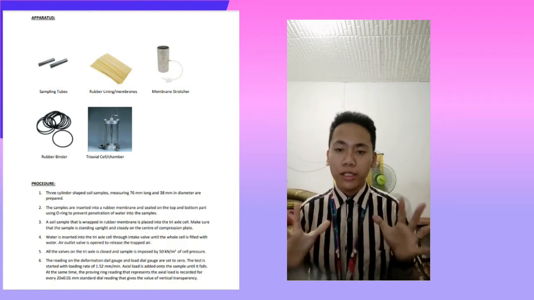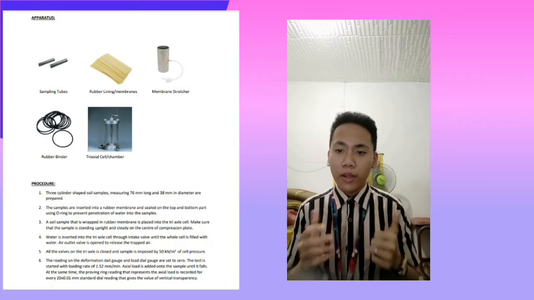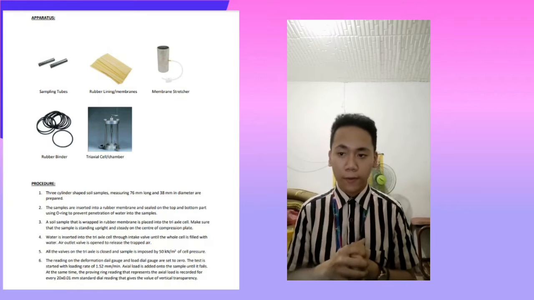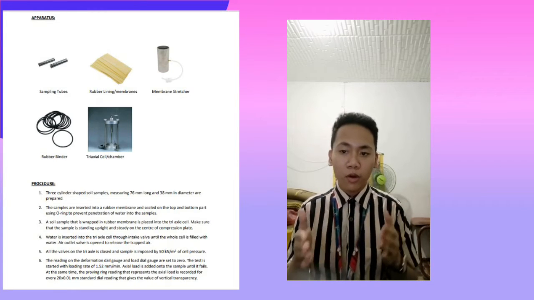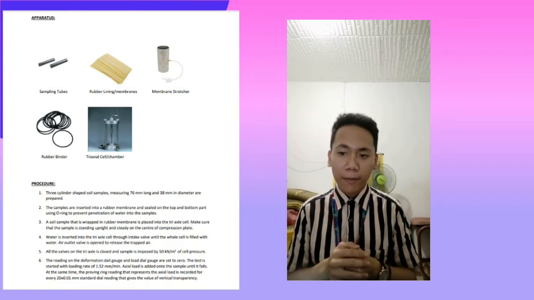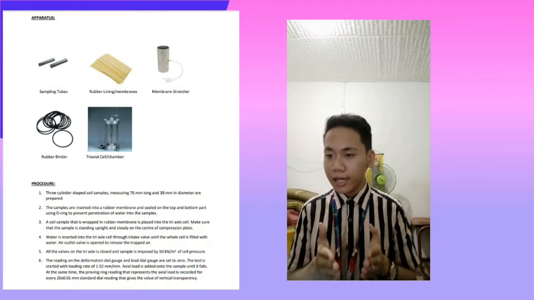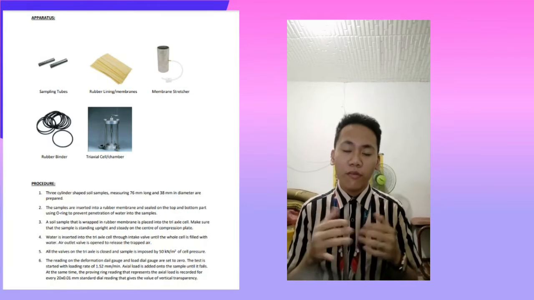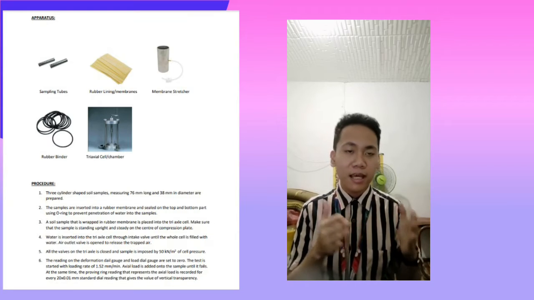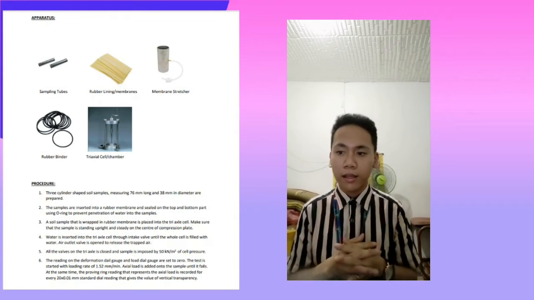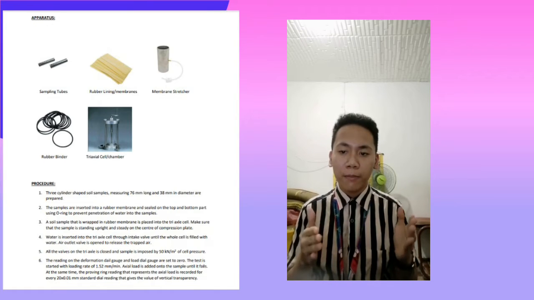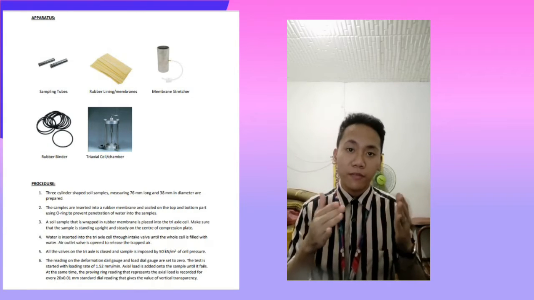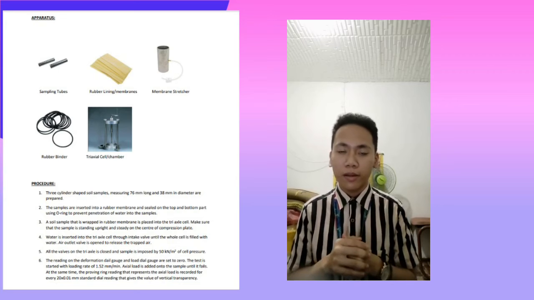And then procedure number 6: the reading on the deformation dial gauge is set to 0. The test is started with a loading rate of 1.52 mm per minute. Axial load is added onto the sample until it fails. At the same time, the proving ring reading that represents the axial load is recorded for every 20 multiplied by 0.01 mm of the strain dial reading that gives the value of vertical deformation.